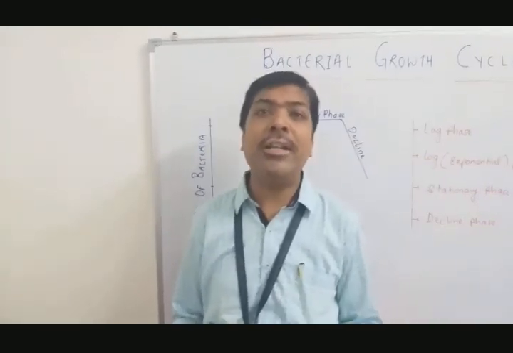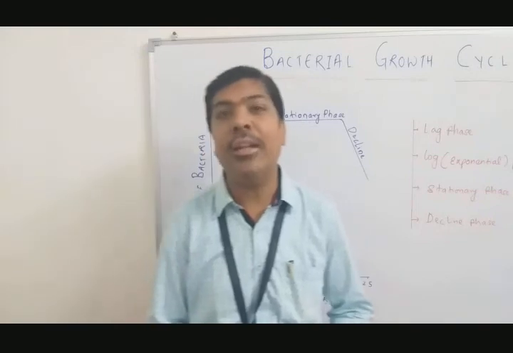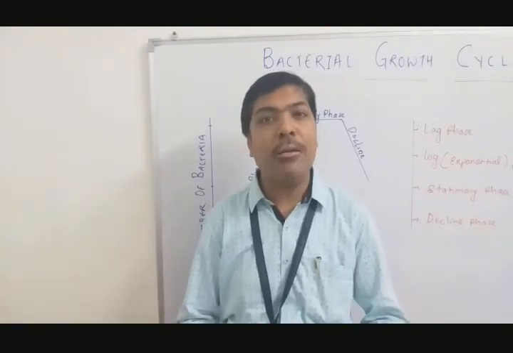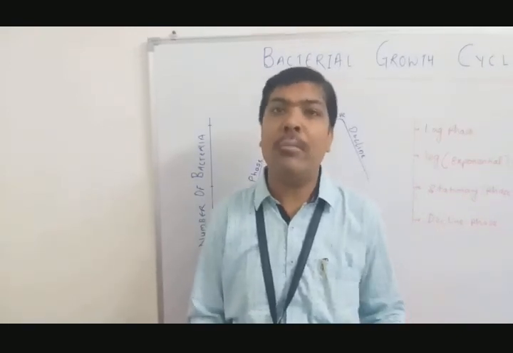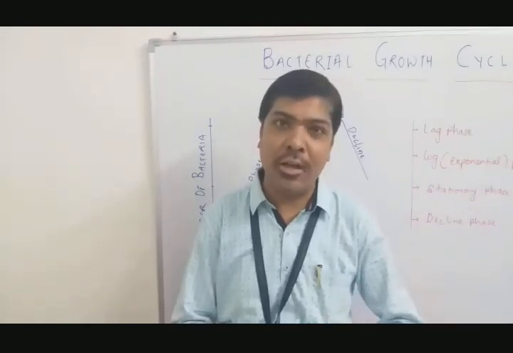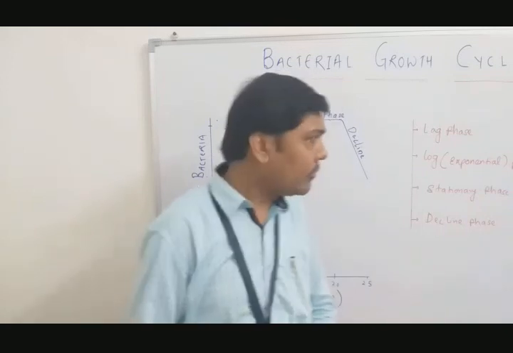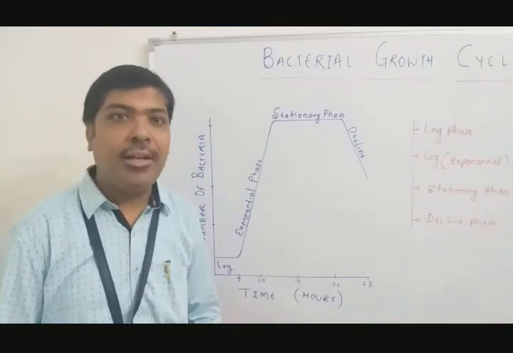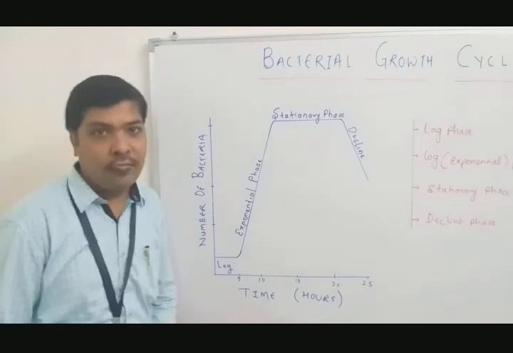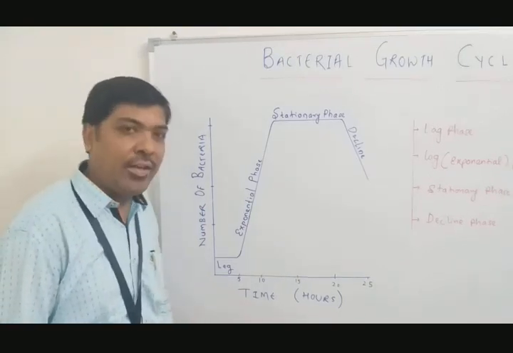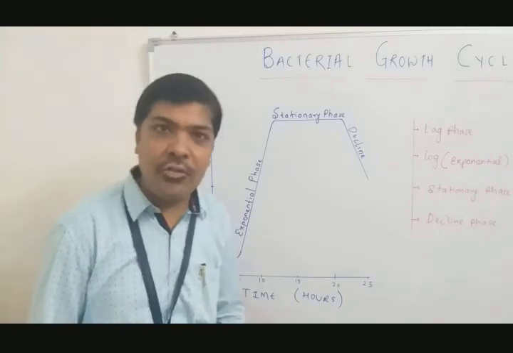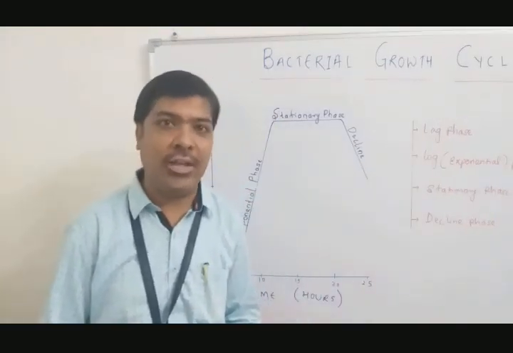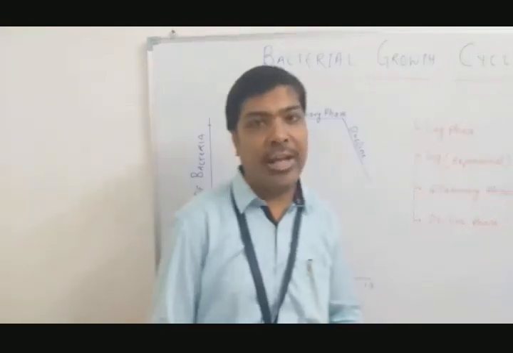So in order to understand the behavior of a bacteria in a new culture media, first of all we have to study the bacterial growth curve, and most bacteria follow a similar growth curve in their cycle. The bacterial growth curve or growth cycle is actually divided into four phases. Number one is the lag phase. Number two is the exponential phase, also called the log phase. Number three is the stationary phase, and number four is the decline phase.